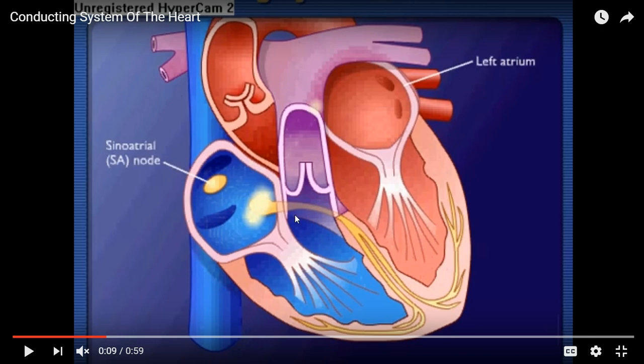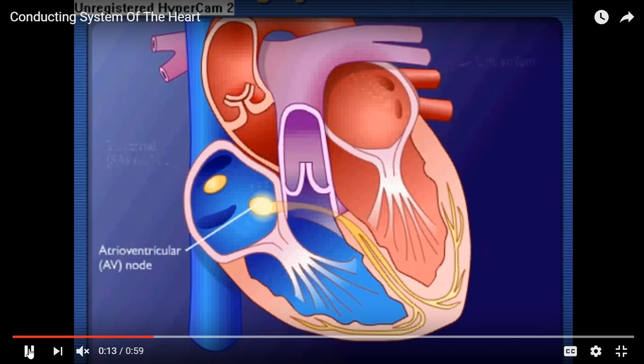There's a delay before it sends the signal down through the branches. Why do you think there is a delay? Well, we want to give the atria time to contract and give the ventricles a chance to fill completely.